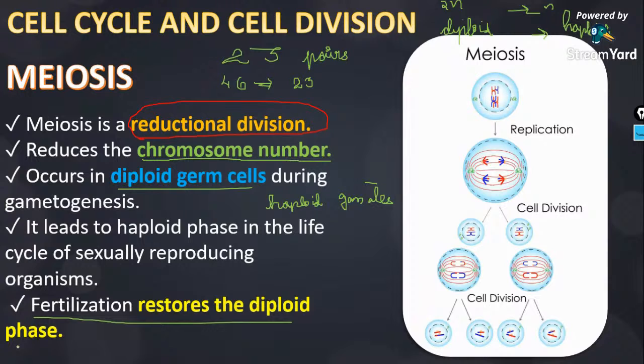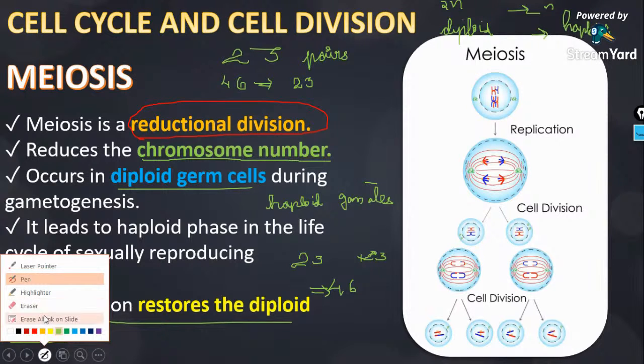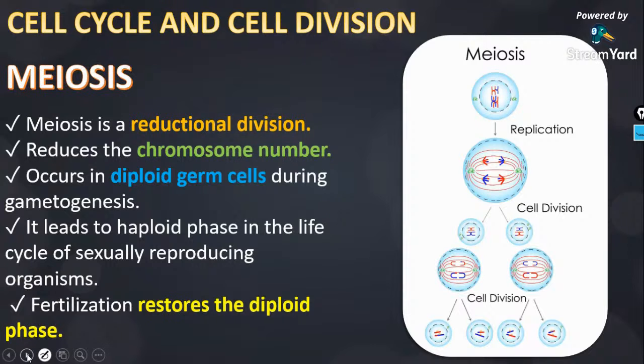We said that after meiosis, the gametes formed are haploid. So how is the diploid number restored? During fertilization, both the male and female gametes, each with 23 chromosomes, not 23 pairs, fuse together to retain the normal 46 chromosomes. This is one of the events that occurs during fertilization with regard to meiosis. Clear with that?